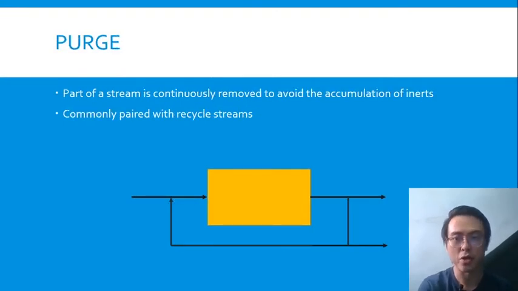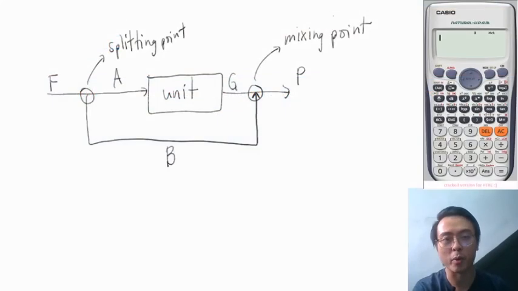Next. Last one, purge. The purge is normally associated with the recycle, or it's normally in tandem with the recycle. If you take a look at this diagram, you can see a recycle stream, but there is another stream attached to that recycle stream. So let's try to draw an example of a purging process.